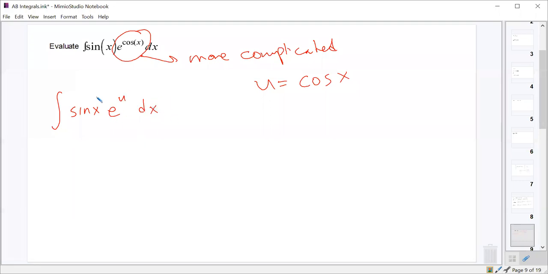Now, the problem is in order to integrate an e to the u term, we need to have a du. And we also would need to get rid of this sine x. Well, the good news is if we take the derivative of both sides of this, we'd get du is equal to what? Negative sine x dx, right? And this is just like when we were doing differentials, right? We're just taking the derivative of u, and the derivative of cosine is negative sine x dx. Everybody good with that?